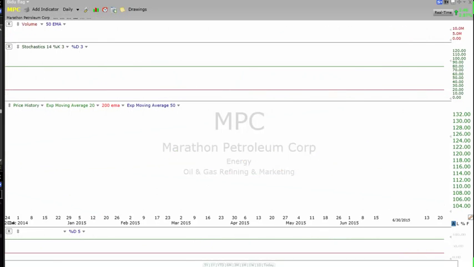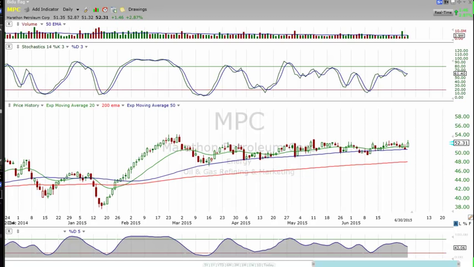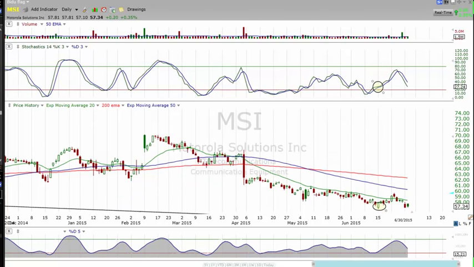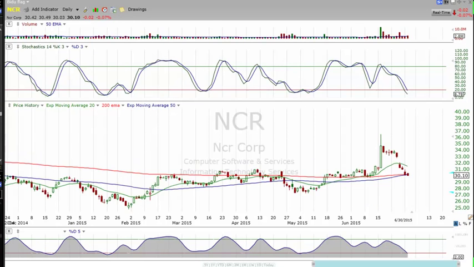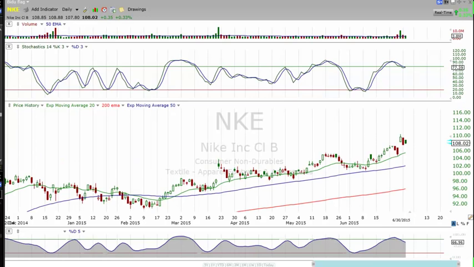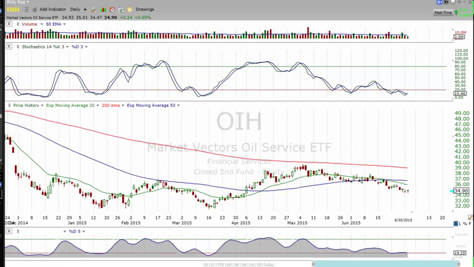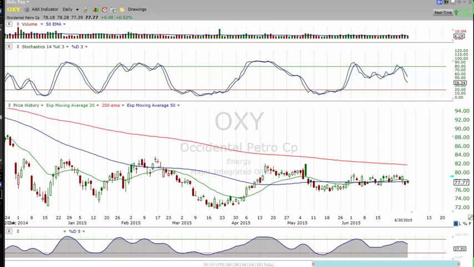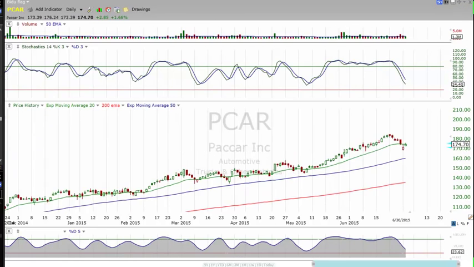Monsanto bounced today. Marathon Petroleum has been showing really good consolidation. It just has not budged at all. MPC, Marathon Petroleum. Navistar, a little rumor out today. Nike, some news out on Nike after the close. Oshkosh Trucks, no. Occidental, nothing.